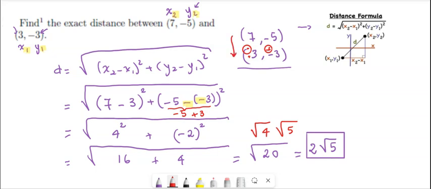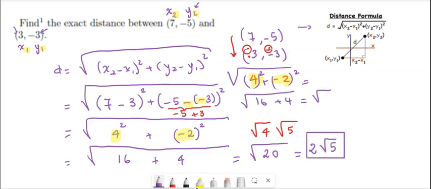So 7 minus 3 gives you a 4. -5 plus 3 gives you -2. You see the two numbers I have here, without even using the formula, are the same two numbers I have here. So what you need to do in this step is just square them, add them up, and then take the square root. If you do that, it's the same: the square root of 16 plus 4, which is radical 20, and that can therefore be 2 radical 5.